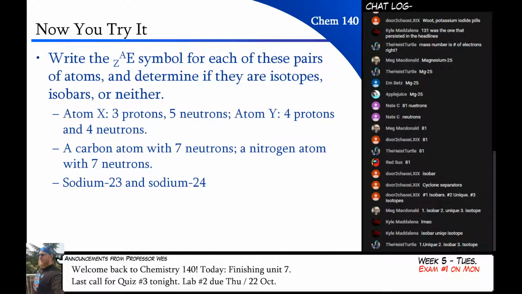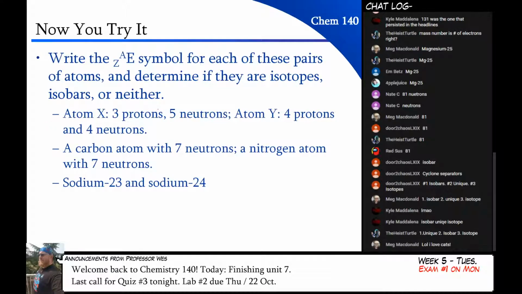All right, so let's look at element number 1 here. So I have 3 protons and 5 neutrons, so that would be something like this. Which I believe is lithium, yeah. And then atom Y has 4 protons and 4 neutrons. 4 plus 4 is 8.